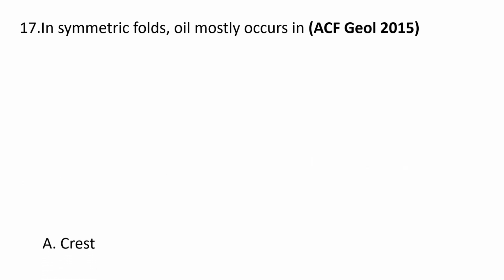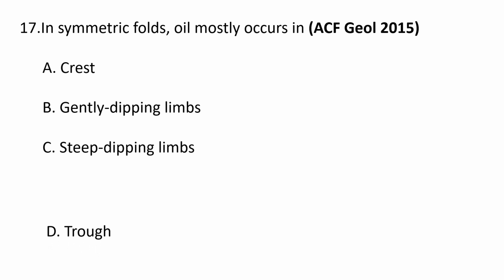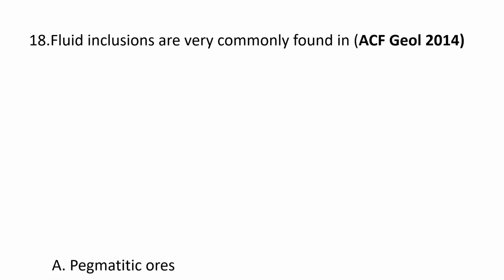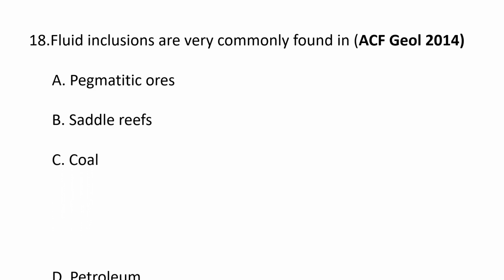Next question, a very simple question. In symmetric folds, oil mostly occurs in A, crest, B, gently dipping limbs, C, steep dipping limbs, and D, trough. So in symmetric folds, oil mostly occurs in B, gently dipping limbs. B is the correct option. Next question. Fluid inclusions are commonly found in A, pegmatitic ores, B, saddle reefs, C, coal, and D, petroleum.